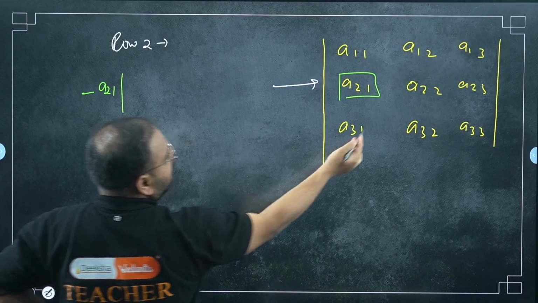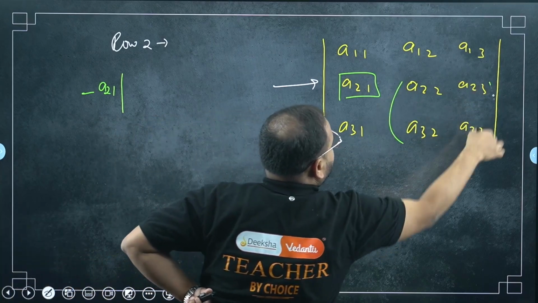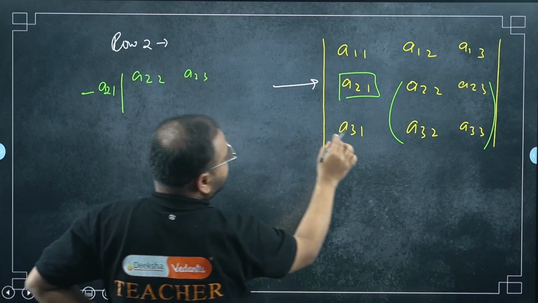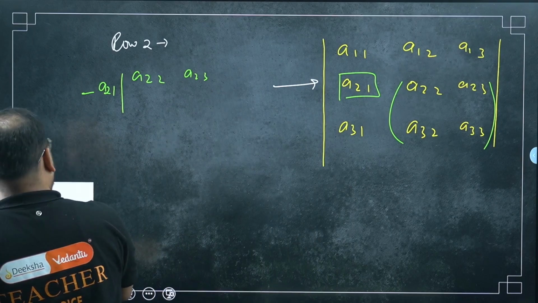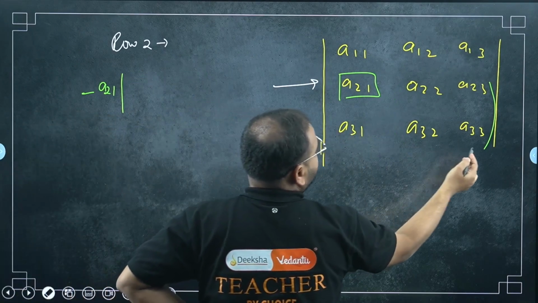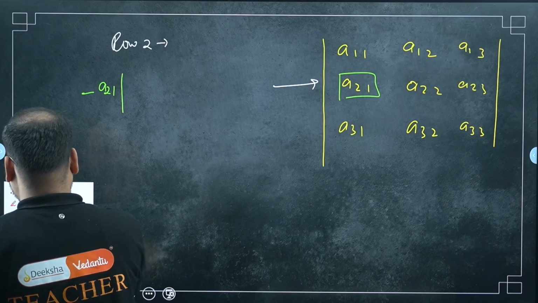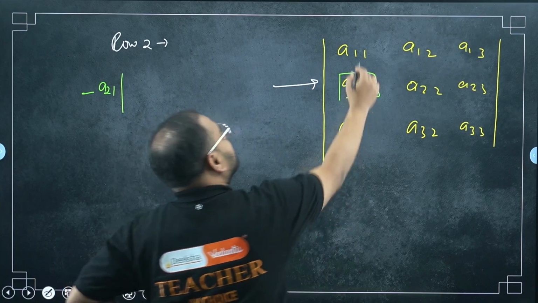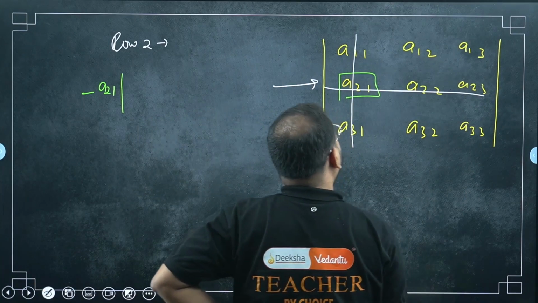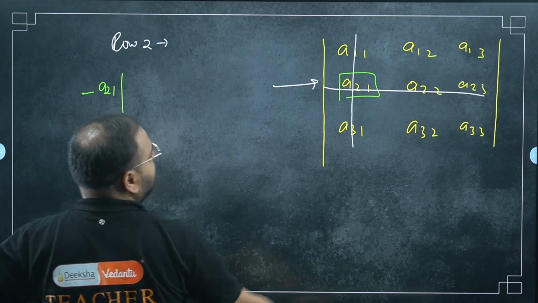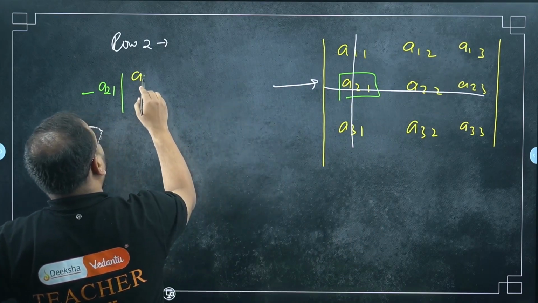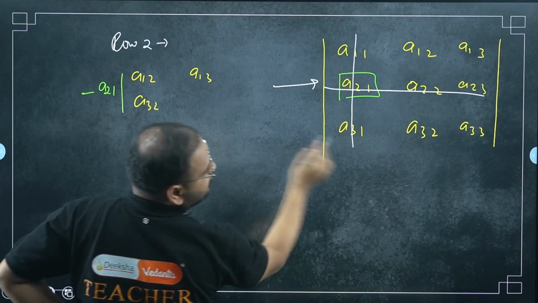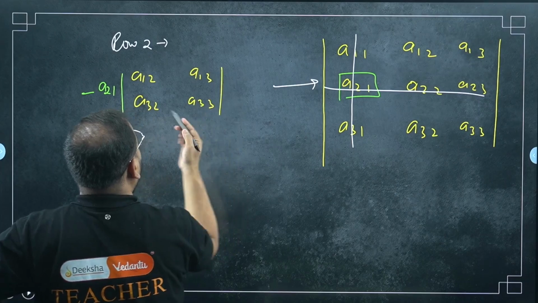Please see here, A21, then what will come here? A22, this whole thing, A22, and then A23. Sorry, I forgot, I did not mark it. If I'm considering A21, which column and row will I neglect? This I will neglect, and this I will neglect. Then my matrix will look like this: A12, A13, and A32, A33. How will you solve this?